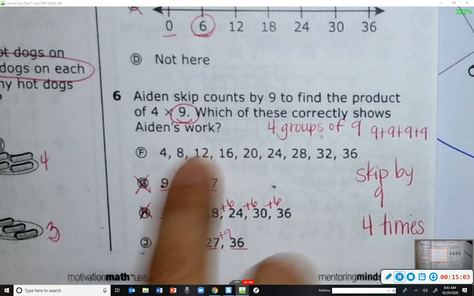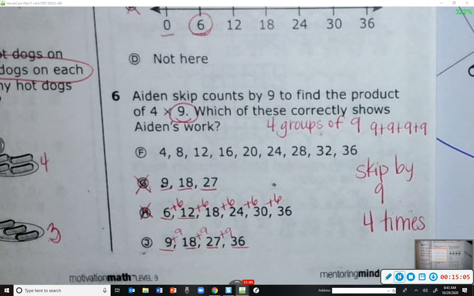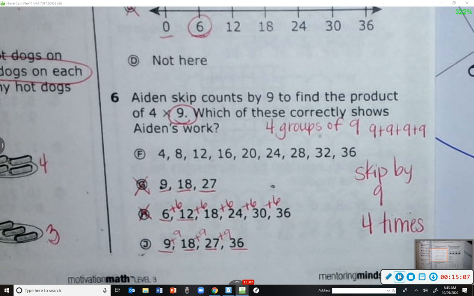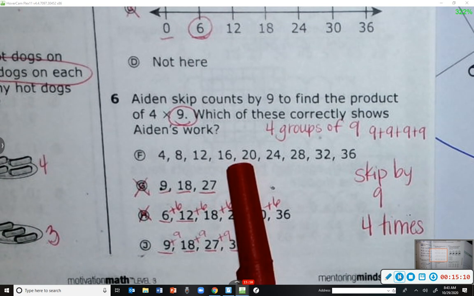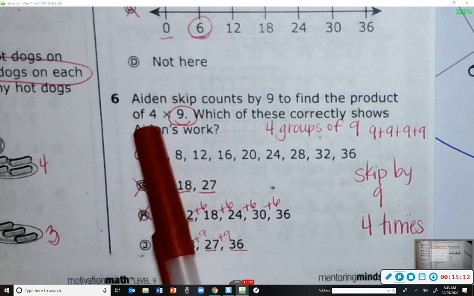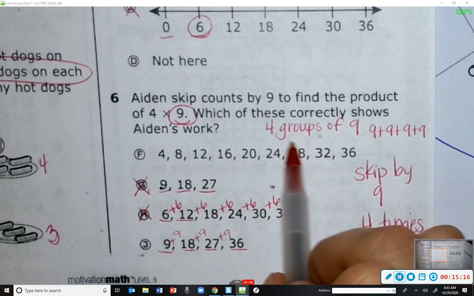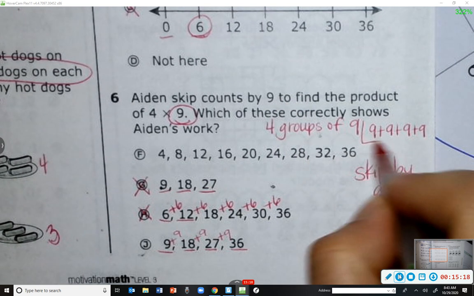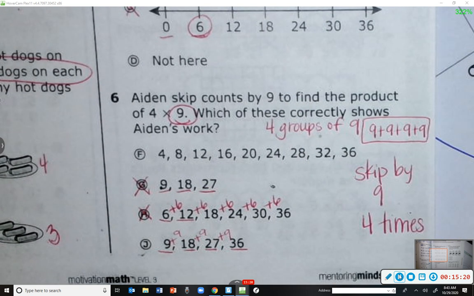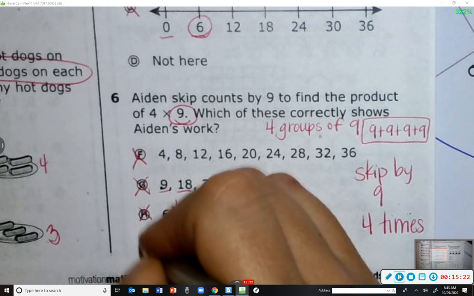How many of you picked F? Okay, so you were on the right track, but the only reason this one's wrong is because of the order of the factors. We would add 9 up 4 times, so that means we're going to skip by 9s, not 4s, okay?